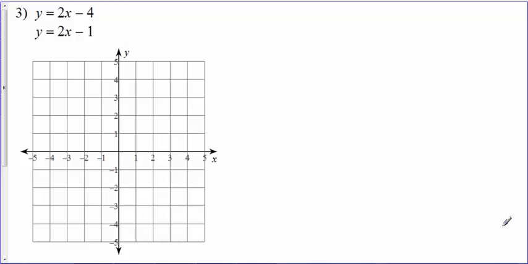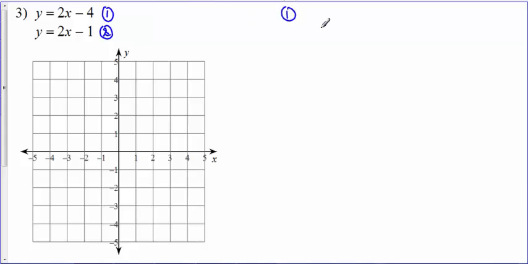Solving Systems by Graphing, Part 2. Here are the two equations that we need to solve the system for. And of course, we'll continue as we have before. Let's go ahead and identify: here's equation 1, here's equation 2. If you're going to solve a system by graphing, then you must graph them.